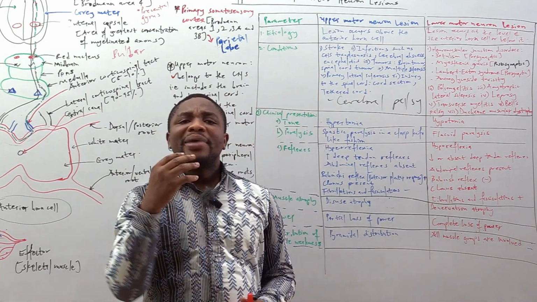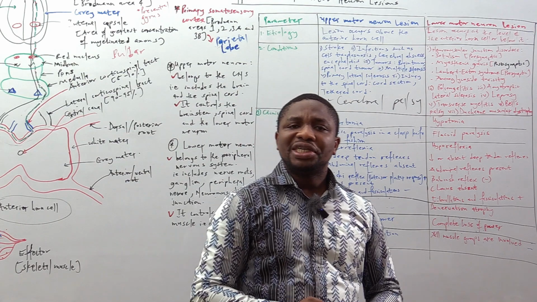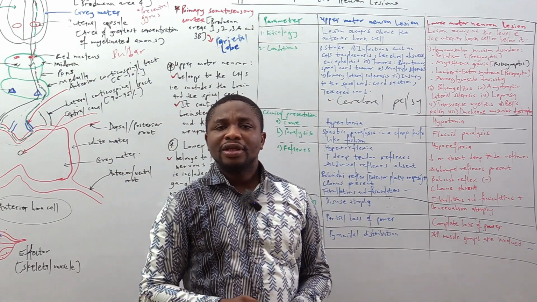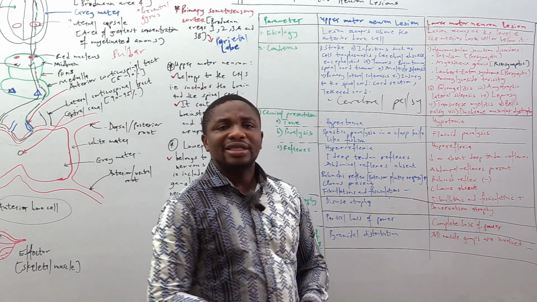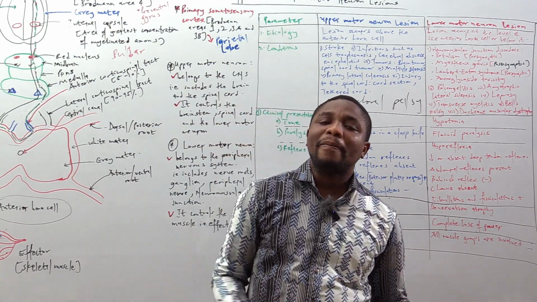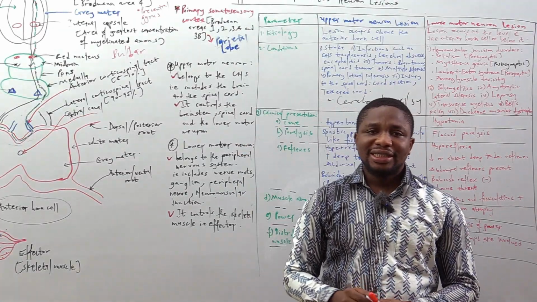We can also think of Bell's palsy. Then we can also talk of Duchenne muscular dystrophy. And then finally, Guillain-Barré syndrome. I hope we are enjoying the lesson. Let's move on to the next category.